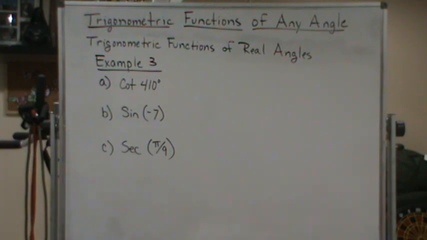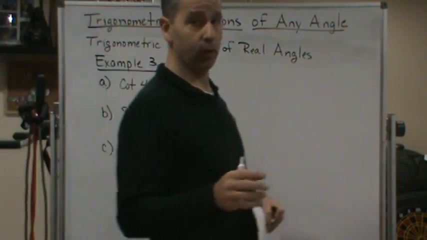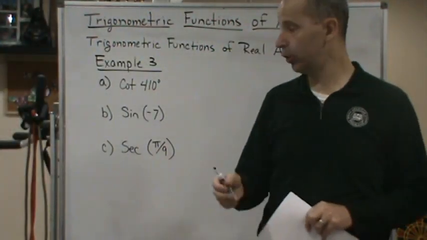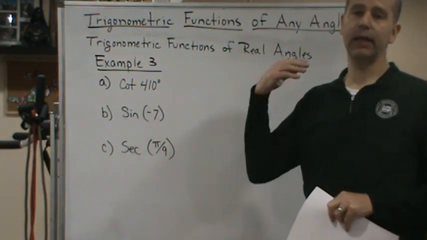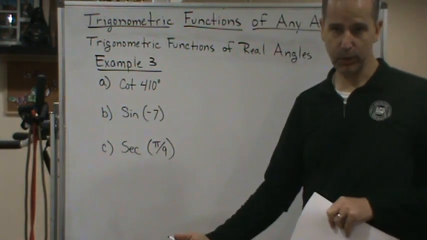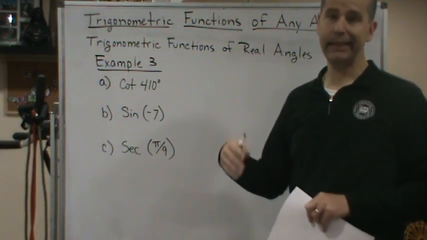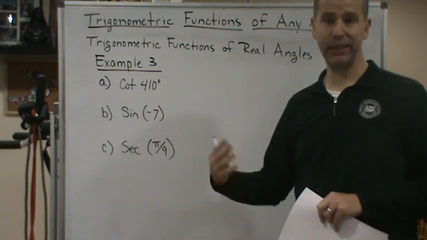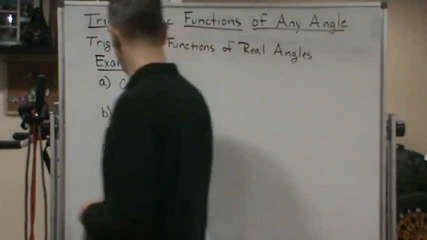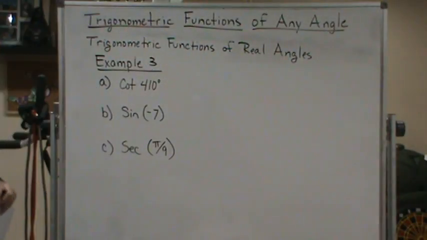First of all, remember, you have to have your calculator in the correct mode. For each of these, if you're dealing with radians, make sure your calculator is in radian mode. If you're dealing with degrees, make sure you put your calculator in degree mode. So the first one, A, is in degree mode. We're going to find the cotangent of 410 degrees using our calculator.